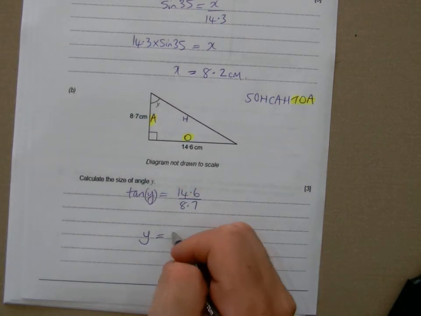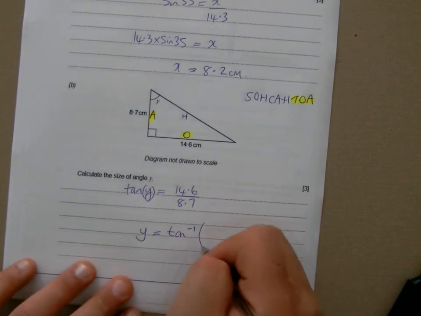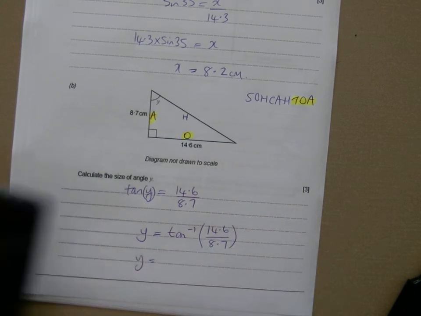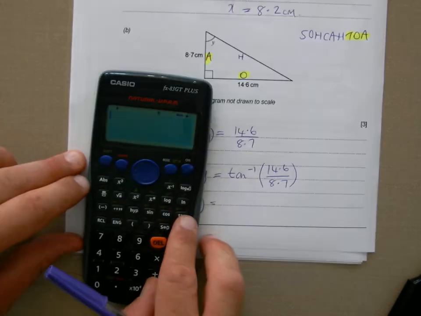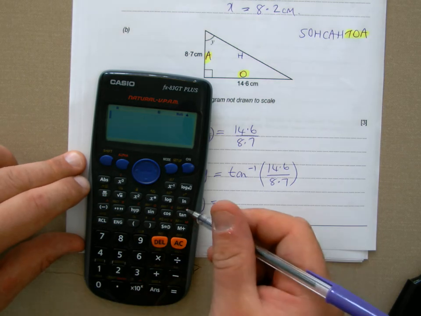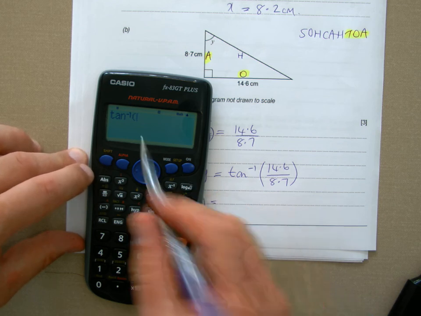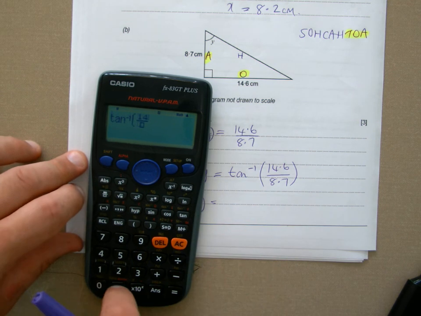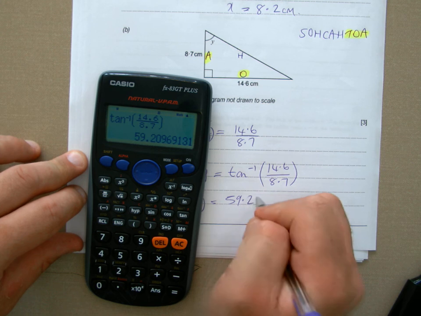So when you want the angle, you take the tan over, but you do the inverse of it: tan to the minus one. I'll show you where that is on the calculator. I don't want the tan button this time, I want the one above it, in yellow. So I press shift and tan, and you can see I've got tan to the minus one. Then I put in that fraction: press the fraction button, 14.6, press the replay button down, 8.7. Close the bracket, and we get our angle to be 59.2 degrees.